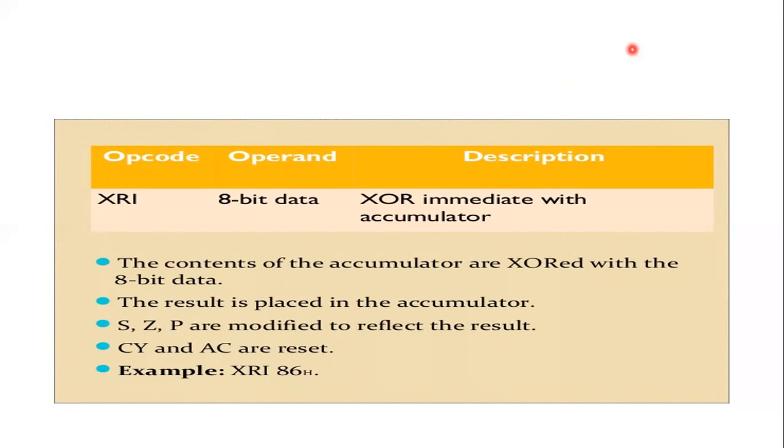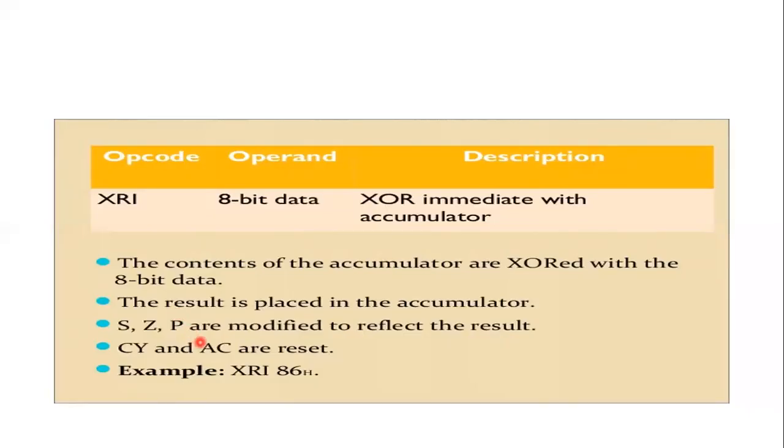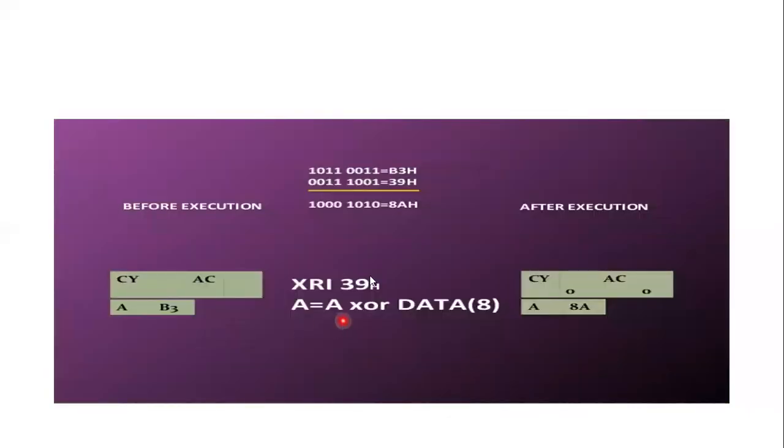Let me see the example. The accumulator A has the value B3, and the 8-bit data is 39. Here we use 39. Therefore, B is 1011, 3 is 0011, then 39 is 0011 for 3, 1001 is a 9.